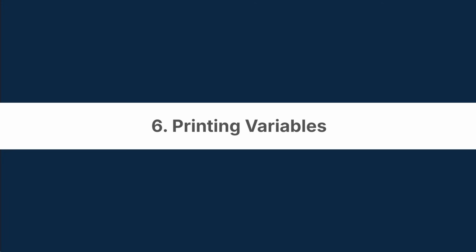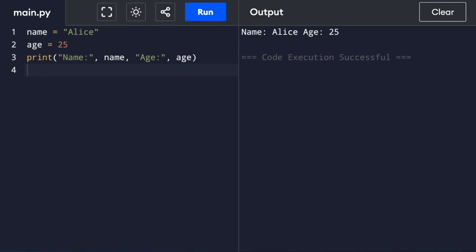Six, printing variables. Instead of printing just text, we can print variables. Variables store values like a name or age. Print can display these stored values. The details of variables are explained in a different section.